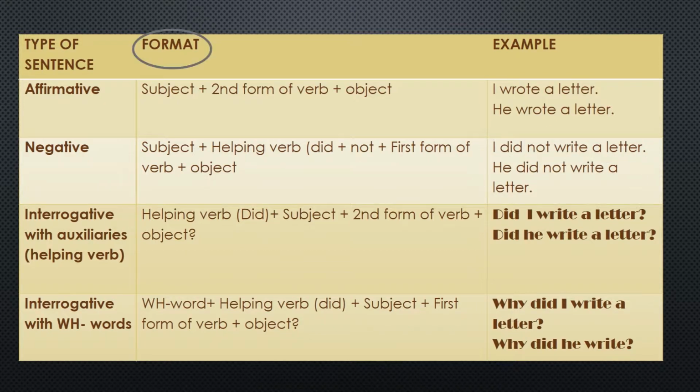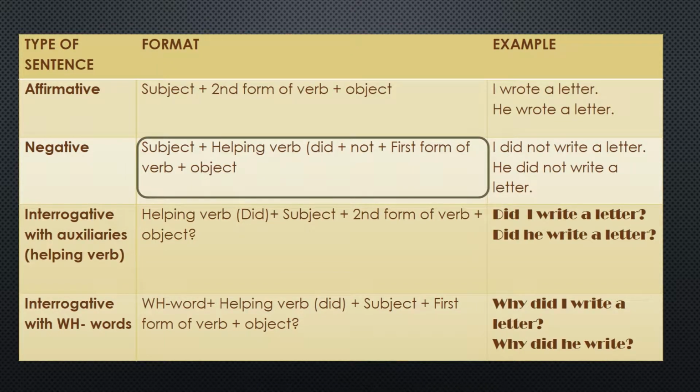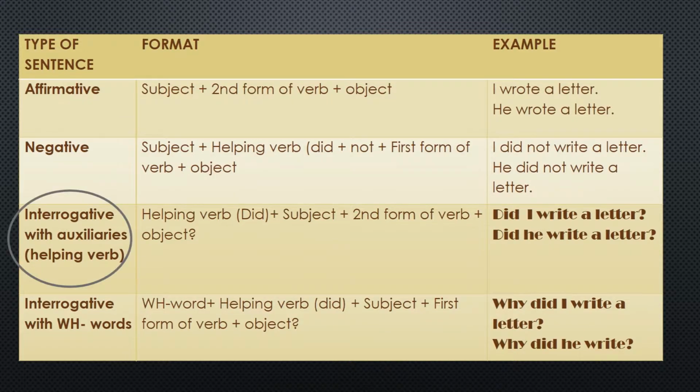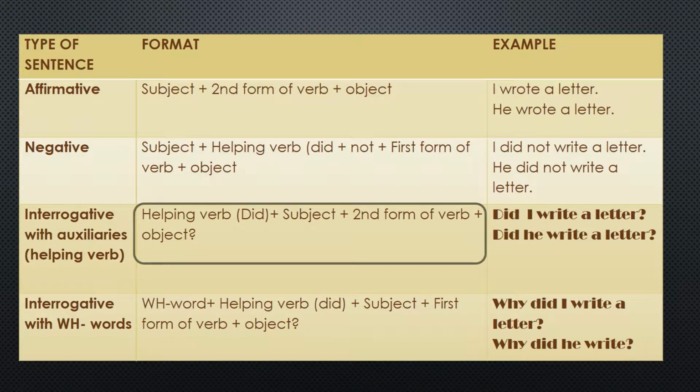If we check its format, then it will be like this: subject, helping verb did, not, first form of a verb, and object. The next type of a sentence is interrogative with auxiliaries. Helping verb. For example, did I write a letter? Did he write a letter? Its format will be like helping verb will be did and the subject along with the usage of second form of a verb and object and the sign of interrogation.